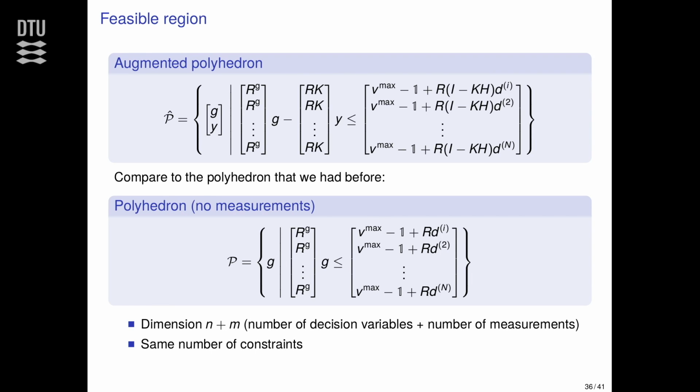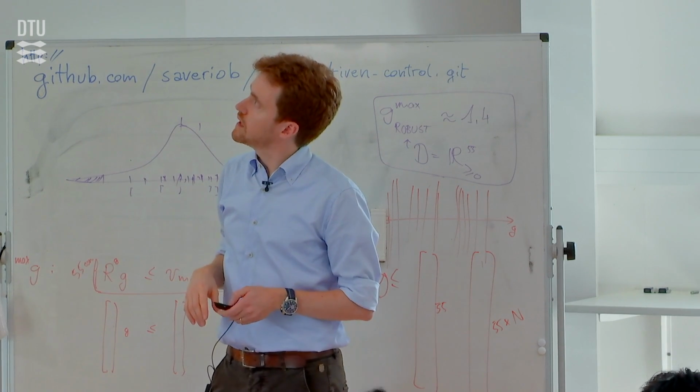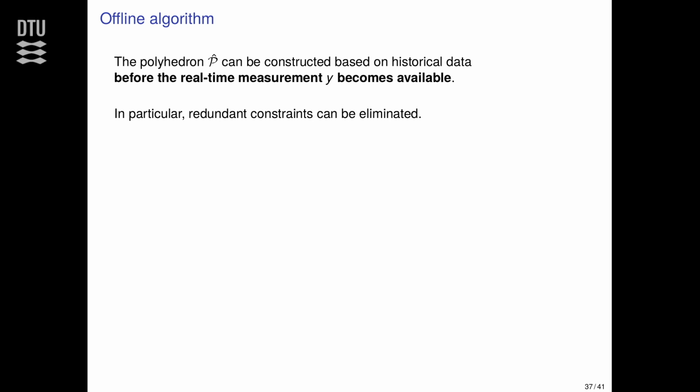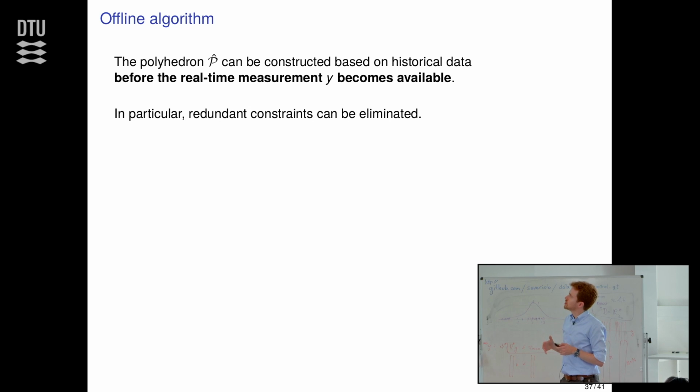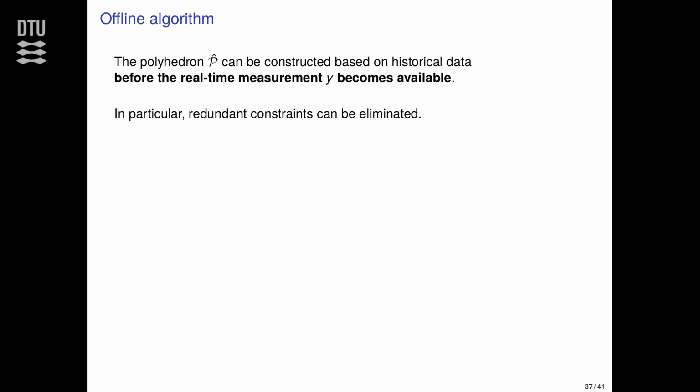Fine. This polytope, you can construct months in advance. You have your historical data from the smart meter, you process it, you do whatever you want. In particular, you remove the redundant constraints because you have time, and you're left with this polytope in a very compact representation. Once this polytope is ready, the only thing you have to do when you have the measurement is that you have a polytope in G and Y, and you know Y. What happens to a polytope when you know that you have a value? Well, let me show you.